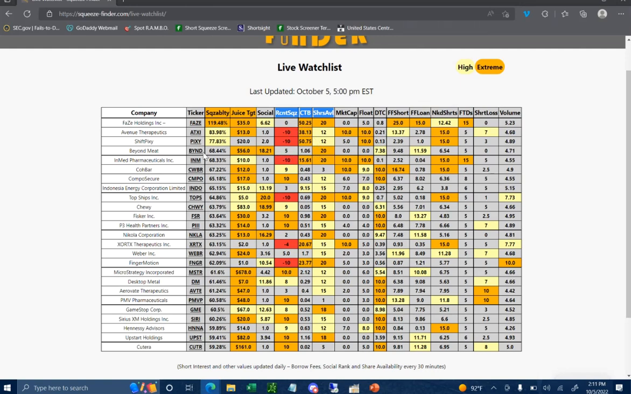So as far as today's list, Beyond Meat, I hate Beyond Meat. I got wrecked hard on that one. I made a lot of money when it squeezed after its IPO, and then I gave it all back. So I don't like that stock personally, but you can see here we got a 5 on the recent squeeze, which means it's had a little bit of activity.